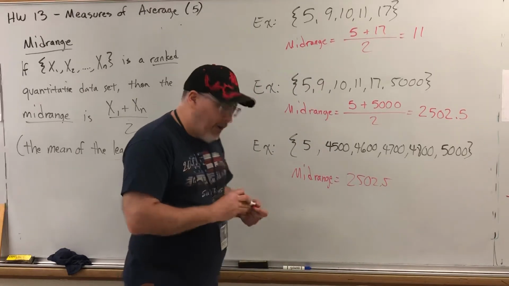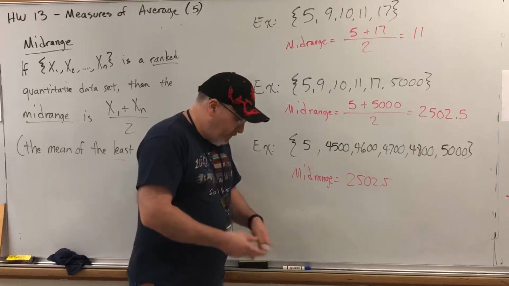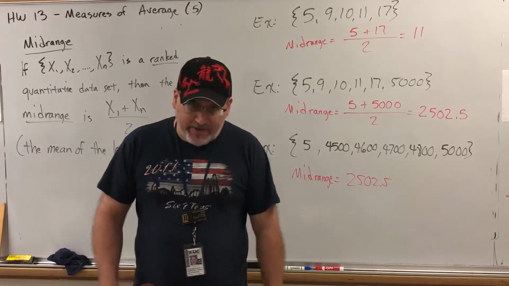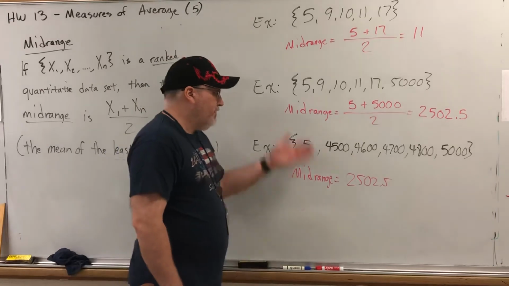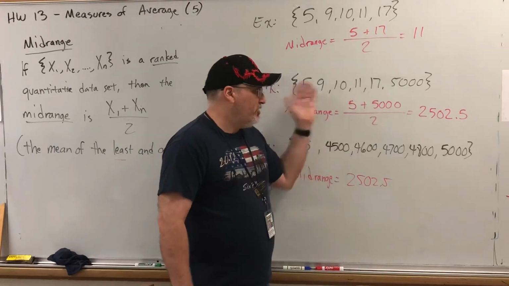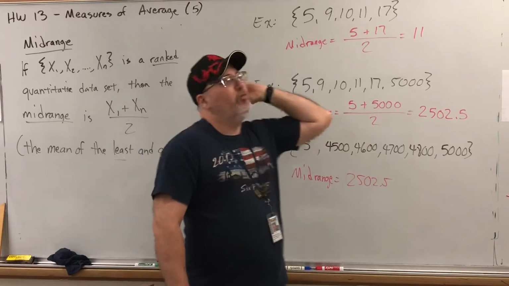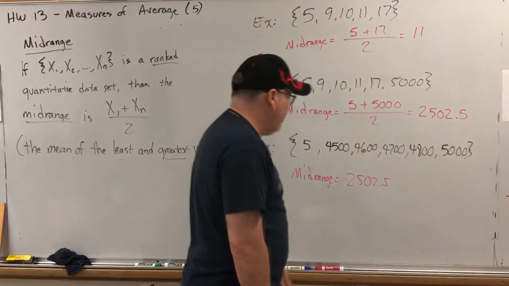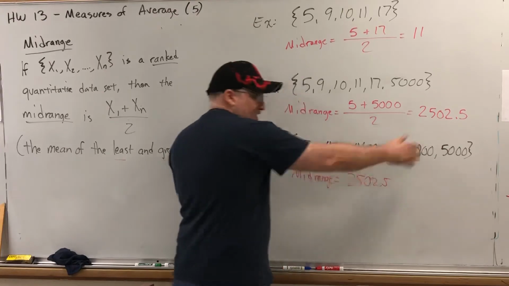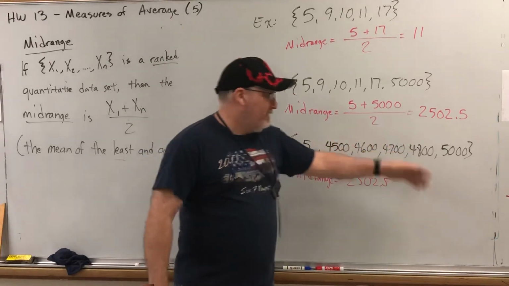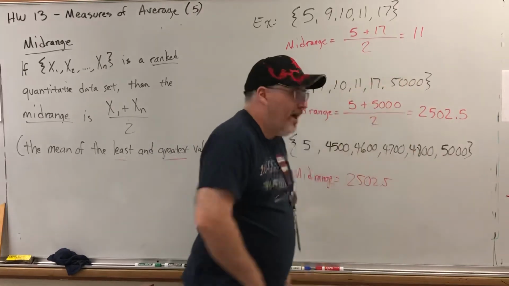But here's the biggest flaw with mid-range. Mid-range really doesn't capture where the numbers are in a data set. For example, in the second data set, if I were to put these on a number line, most of them would be way on the left and 5,000 would be way off to the right. But if I were to put this data set's numbers on a number line, only 5 would be on the left and all of these large numbers would be way down on the right.